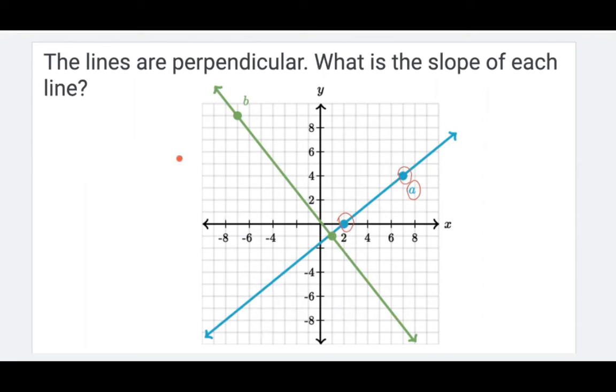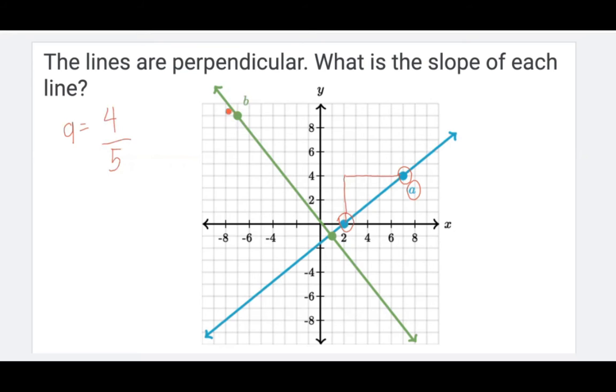I'll begin with the leftmost point and find the rise first. Looking at the line, we can see that we're counting upwards, so we know that our slope is positive. We have 1 unit, 2 units, 3 units, and 4 units for our rise. For our run, or horizontal change, I'm counting 1, 2, 3, 4, 5 units across. So our slope for line A is 4/5.